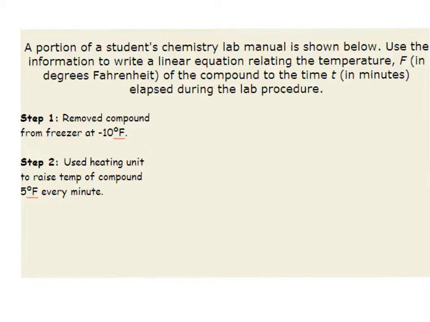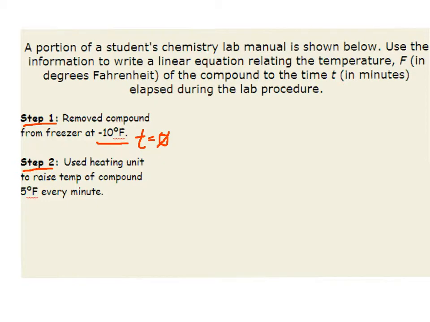First, we'll read what we get from the lab manual. Step 1, remove the compound from the freezer at -10 degrees Fahrenheit. So it's safe to say that when they removed the compound, the time was at 0. So I'm just going to make a note of that there and hope that's clear to you too, that when it's first removed, time is at 0 and the temperature is at -10 degrees Fahrenheit.